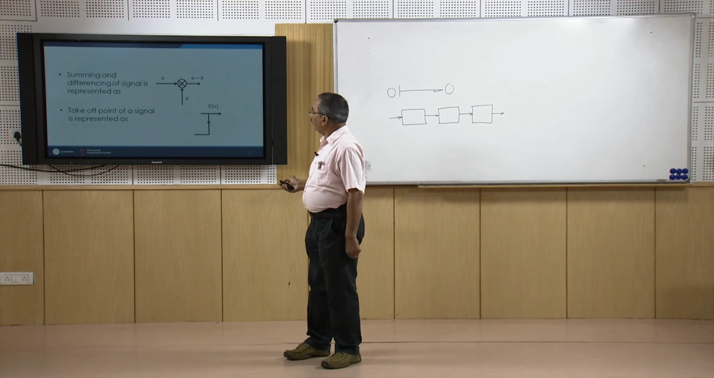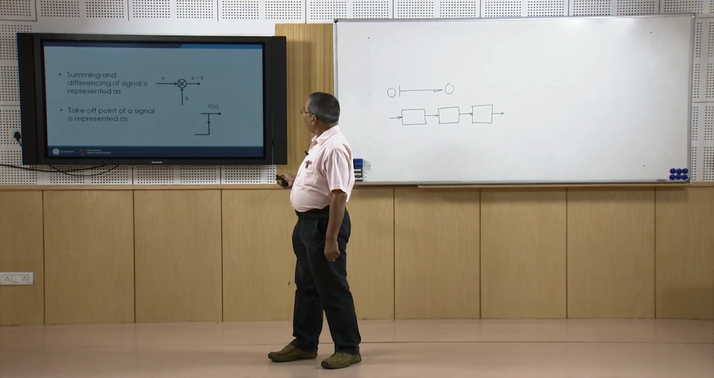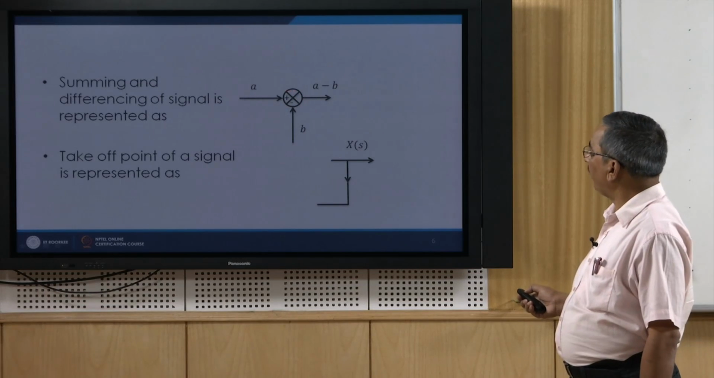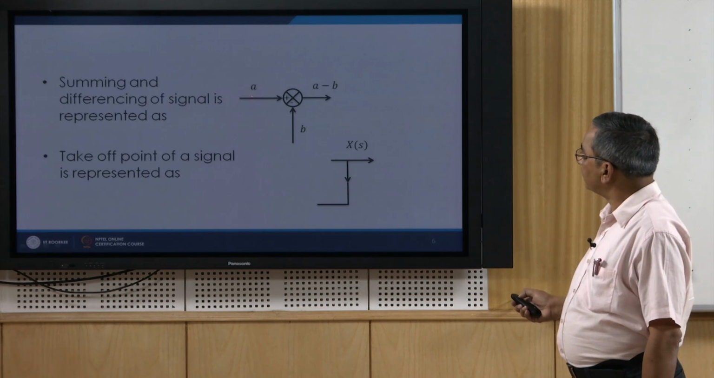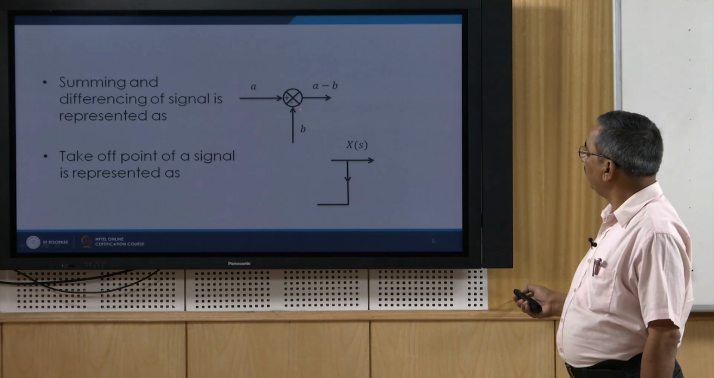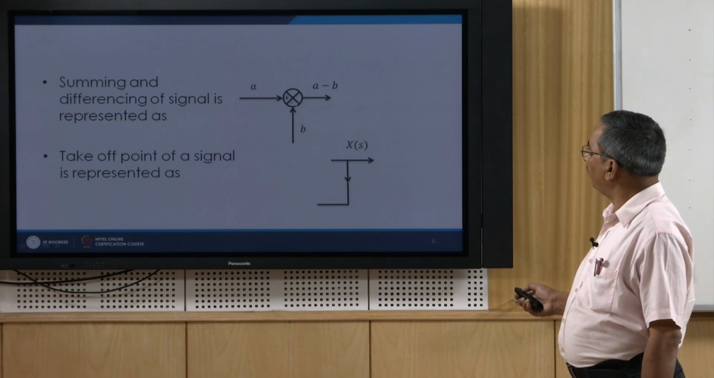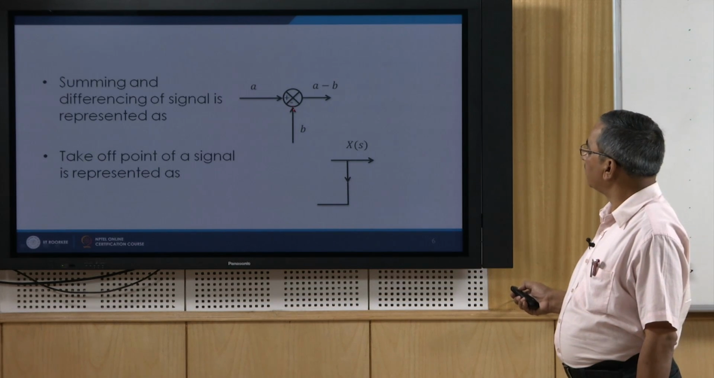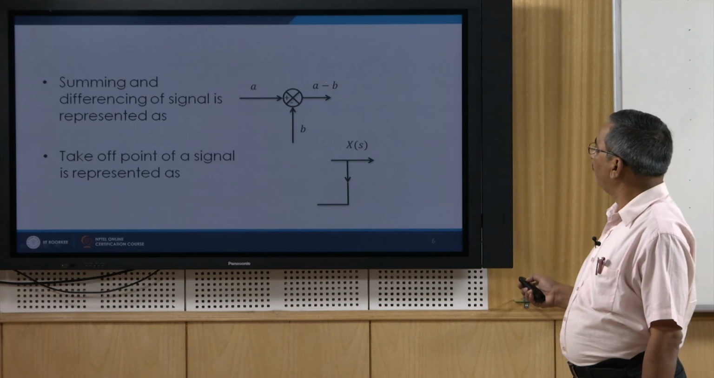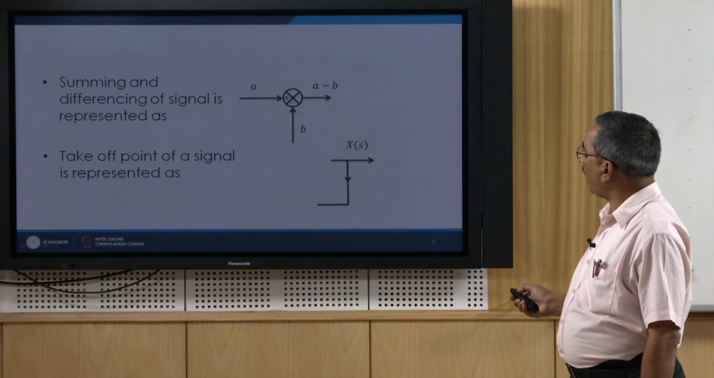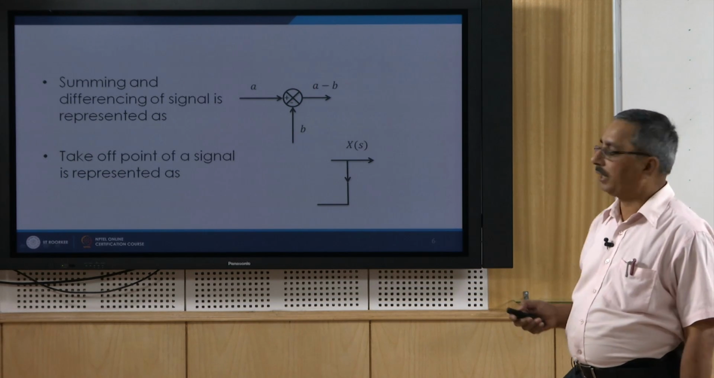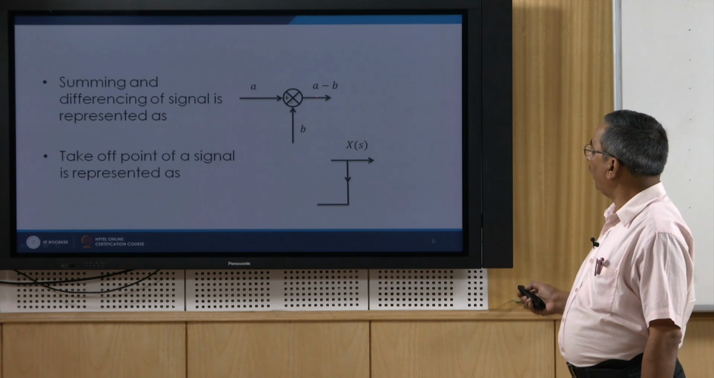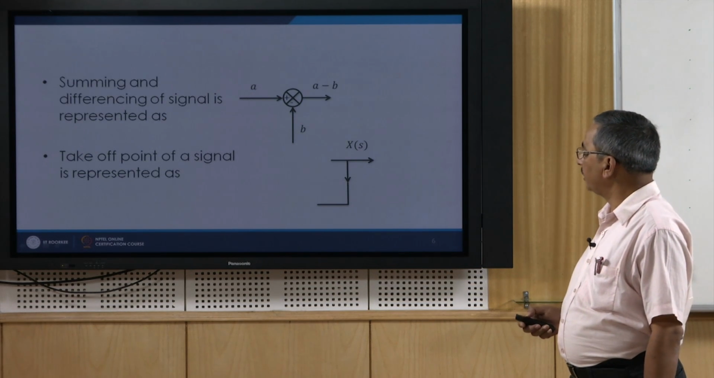Now, in a block diagram, summing and differentiating of signals is represented as shown here. In fact, I am showing you the differentiating of the signal. That is, if a signal A is coming from here and a signal B is coming from here, then this minus sign indicates that the output will be A minus B. Of course, if we have the plus symbol here, then it will be a summing signal. So, the summing and differentiating of signals can be represented here.